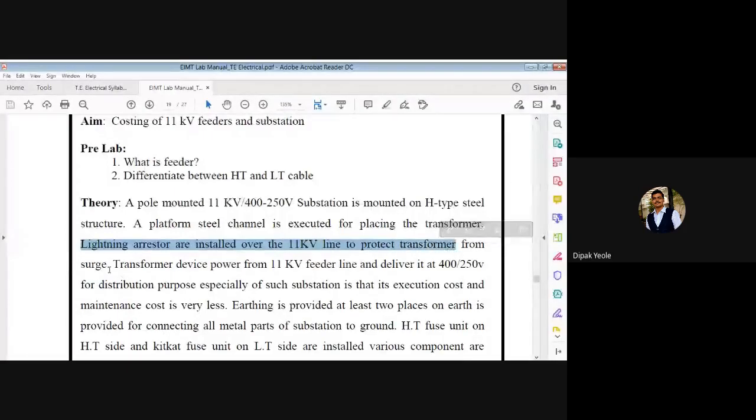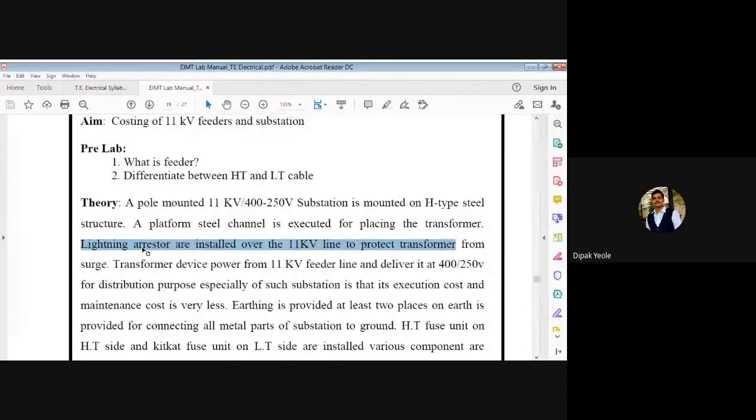I told you earlier that the purpose of the earth wire is also this: to handle lightning, or you can say surge, which is the same. So sometimes it is called a lightning arrestor and sometimes a surge arrestor. To protect from this lightning or from these surges, we are using the lightning arrestor as equipment.